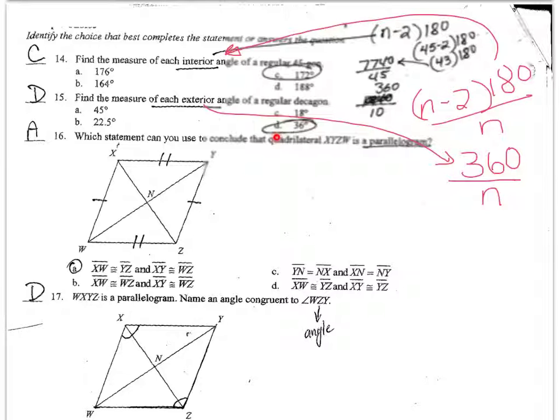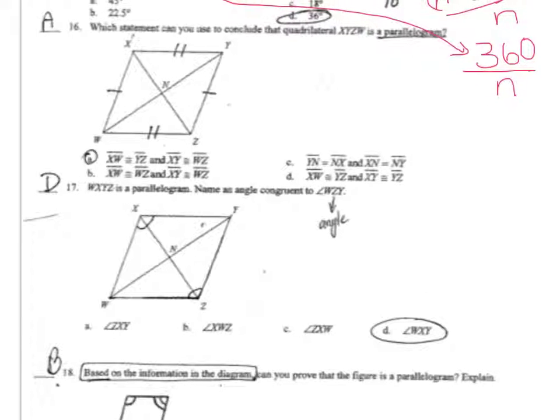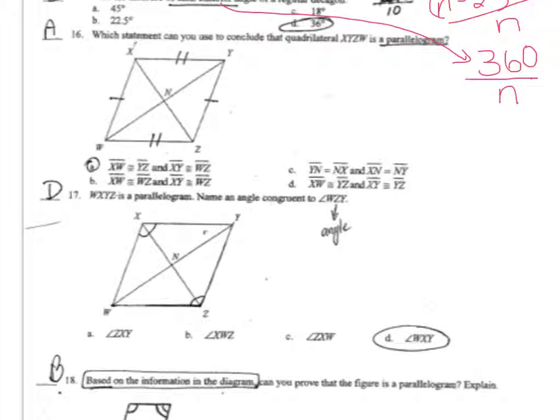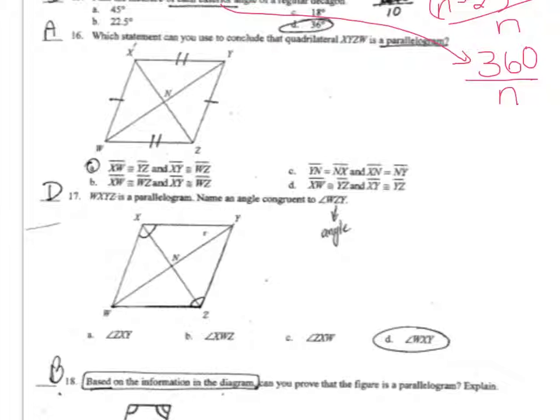Number 16. Number 16 is A, and that's based on the properties that you learned in section 6.2. Opposite sides are congruent, right? So here it was letter A.